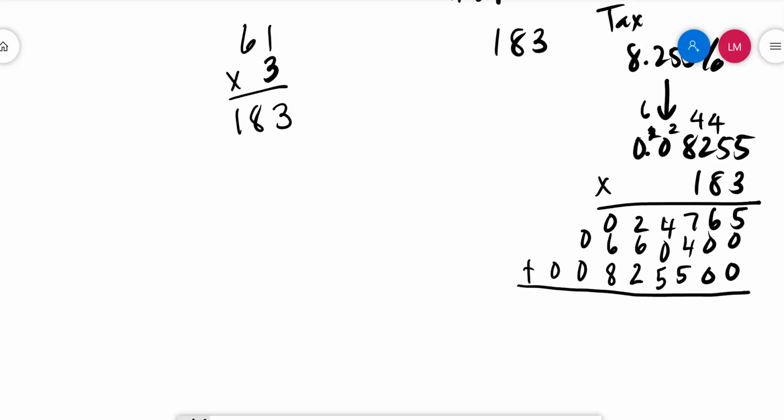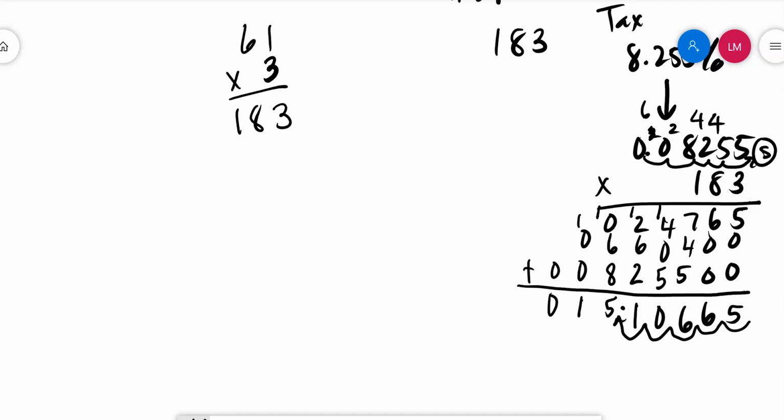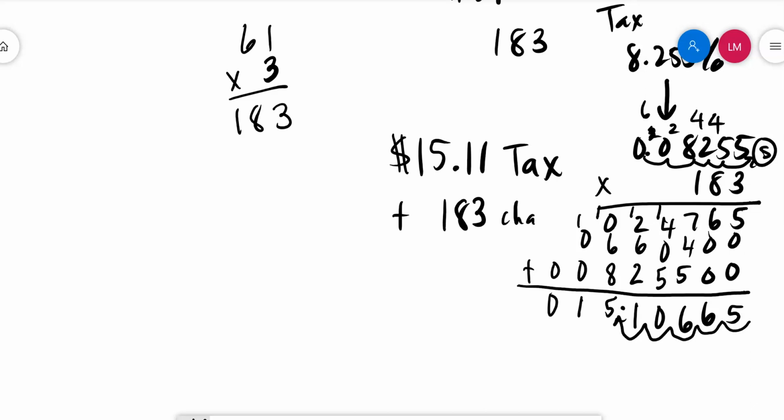Add this all up. 5, 6, 9 plus 7, I think is 16. 9 plus 1 is 10. 6, 7, 8, 9, 10, 11. That's 14, 15. 0. And we're going to swing 1, 2, 3, 4, 5 times. So the answer is we're going to pay $15 and about 11 cents worth of tax, plus the $183 on the chairs.